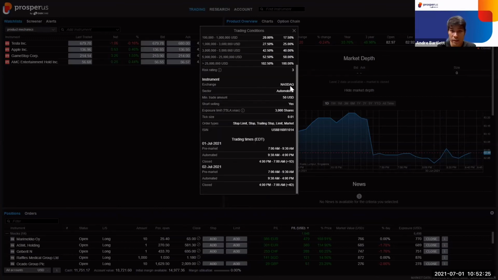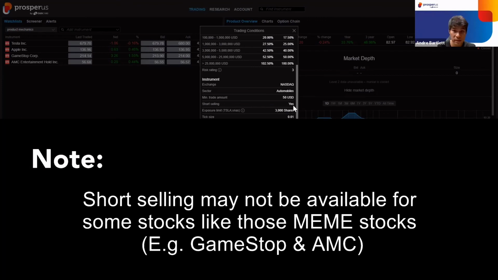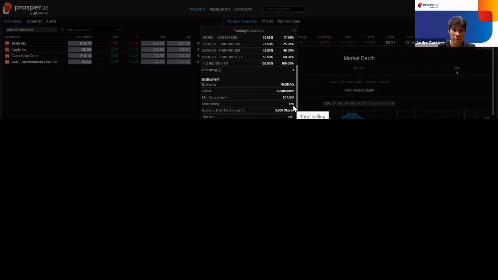Okay, next we can see here that the information on specifically Tesla is listed. Tesla CFDs is listed on NASDAQ, sector automobile. Minimum trade amount is 50 USD. So this is a notional amount, not the margin. You can see here short selling is allowed for this instrument. However, do take note for your riskier instruments, sometimes short selling might not be allowed. For example, your meme stocks, AMC and GameStop.